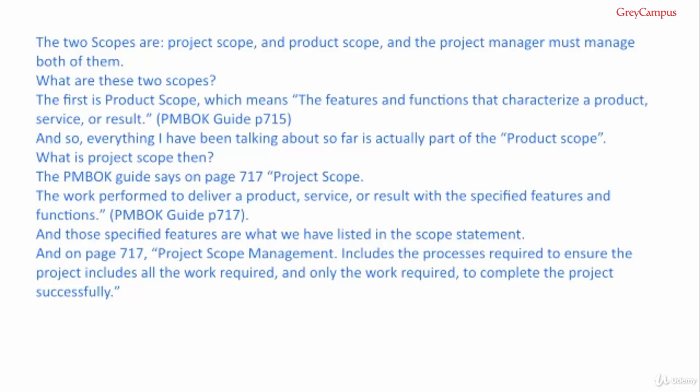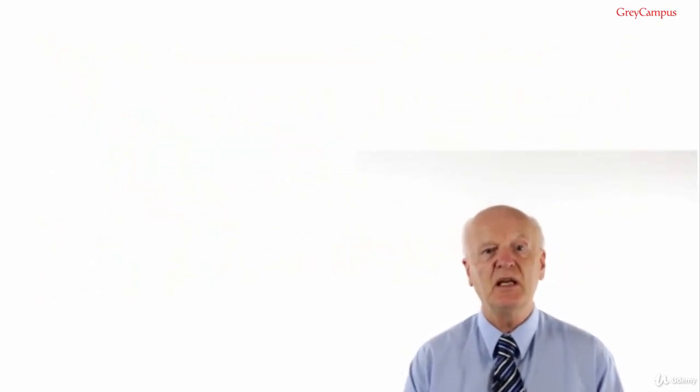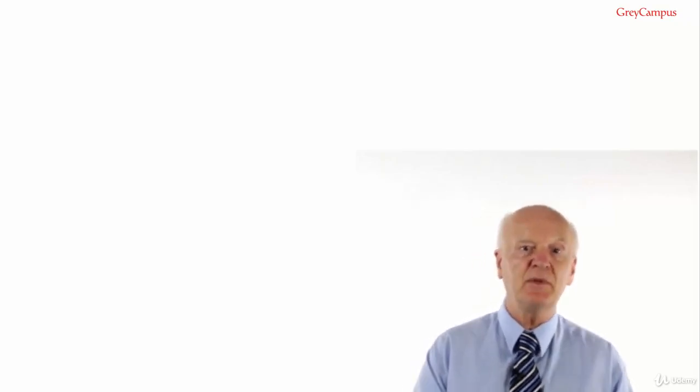What is project scope then? The PMBOK guide says on page 717, project scope is the work performed to deliver the product, service or result with the specified features or functions. And those specified features are what are listed in the scope statement. The project scope management includes the processes required to ensure the project includes all the work required and only the work required to complete the project successfully. This means the product scope is what's in the box, and the project scope is any work required to make the components and pack them into the box.